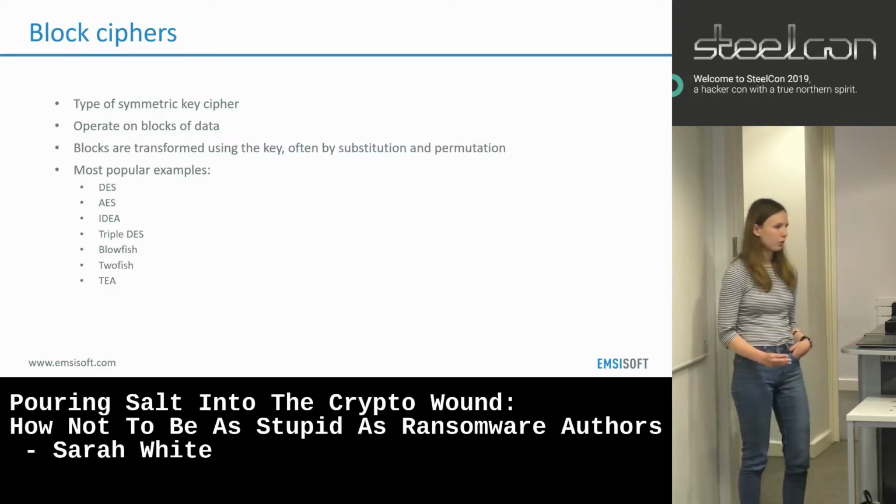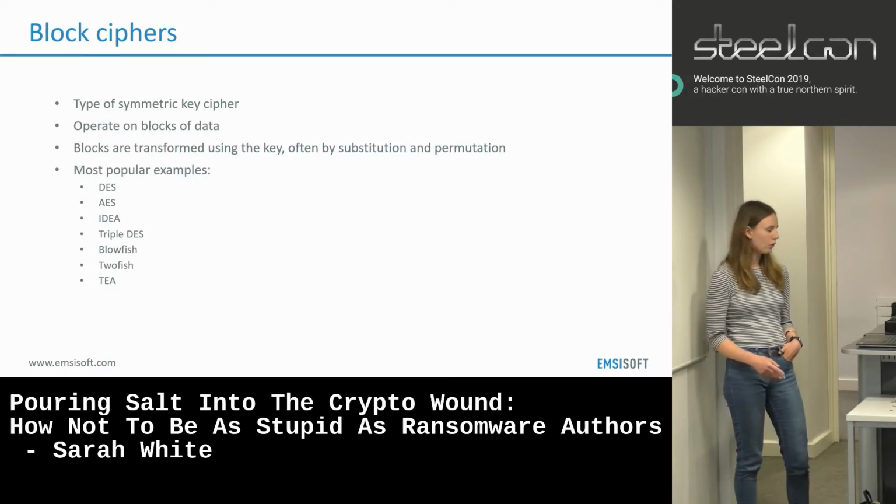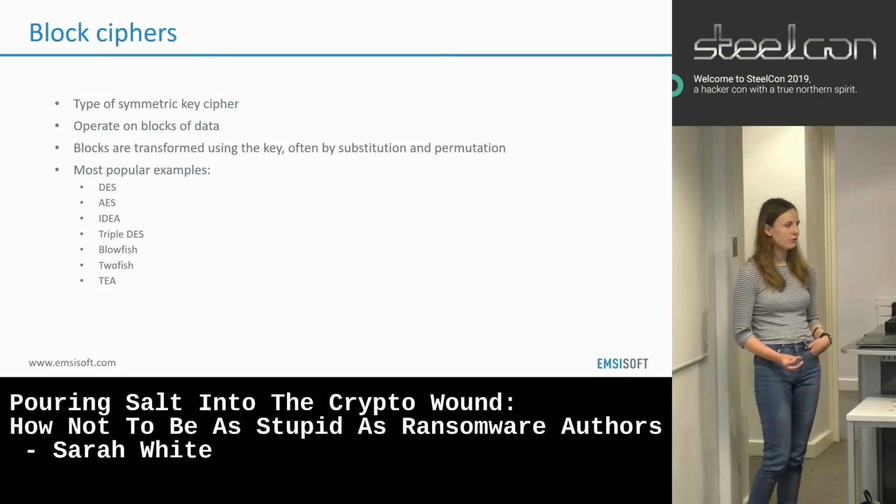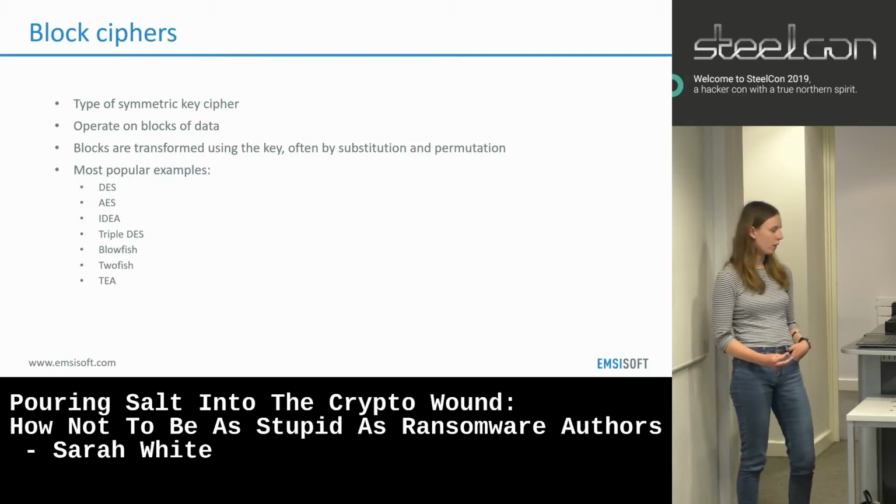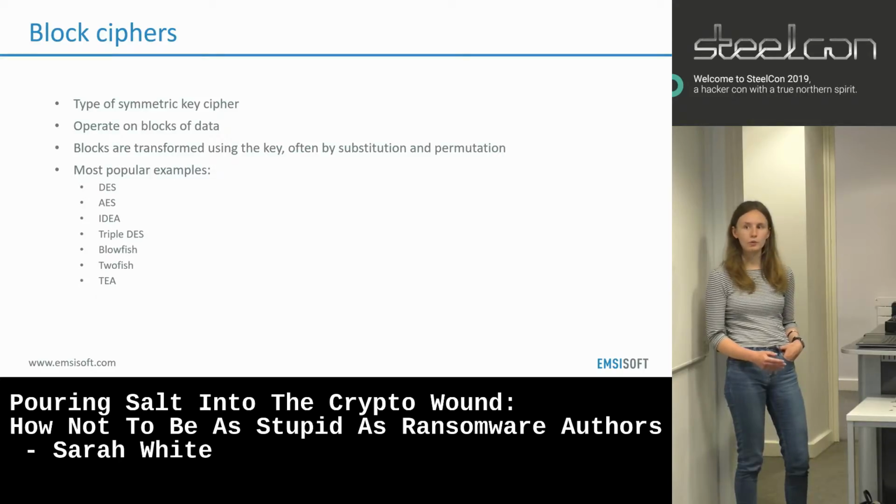The other large group of symmetric ciphers are block ciphers. As the name implies, these ciphers work on blocks of data. Often the block sizes are 8 or 16 bytes. Block ciphers use a key to transform the plaintext blocks through various rounds of substitution and permutation. There are a couple of different block ciphers out there. Triple DES, Blowfish, Twofish, and AES are the most common.